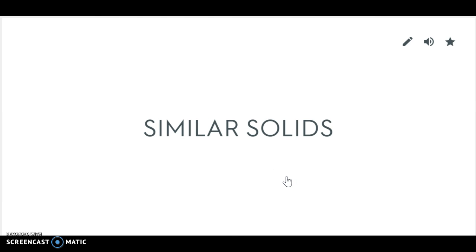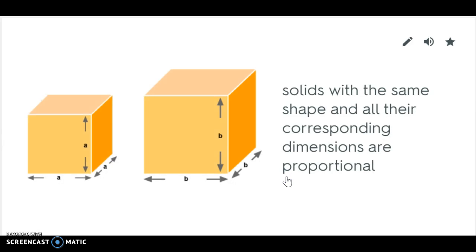And lastly, we're going to talk about similar solids. We've talked about similar figures before when it's the same shape, different sides. Similar solids is the same idea. It's solids with the same shape and corresponding dimensions are proportional. And so it's a small one and a big one, but all the dimensions are proportional. So A is proportional to B for each of those.